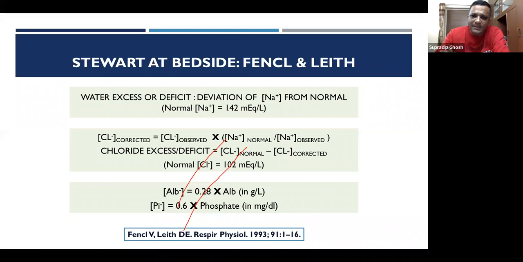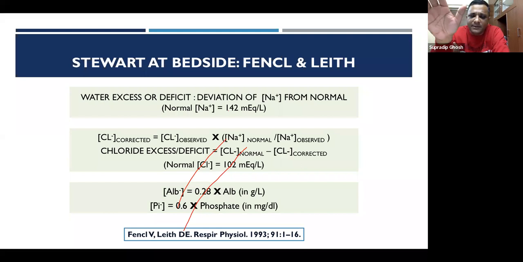I'll just clarify once, because I know this is a problem students face. Sodium ion disorders are actually disorders of water. So if there is hypernatremia, it actually means water deficit. Water deficit will produce hypernatremia, resulting in metabolic alkalosis. Whereas hyponatremia is actually water excess. The hyponatremia or water excess will produce low sodium, leading to low SID and metabolic acidosis. So that's the reason I'm telling you water excess and water deficit.